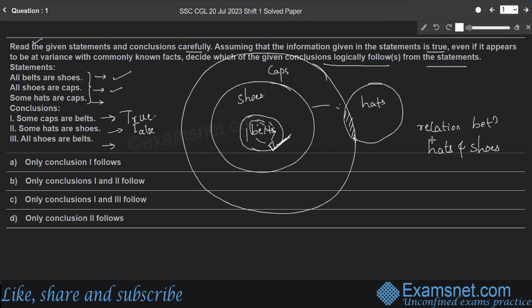And third one, all shoes are belts. So all shoes are belts is a false conclusion because only some portion of shoes is belt because of the statement. So all belts are shoes, but not all shoes are belts because of statement 1. So only some portion of shoes is belt. Therefore, all shoes are belts, a false conclusion. Therefore, only conclusion 1 follows, which is true. So option A is the right answer.